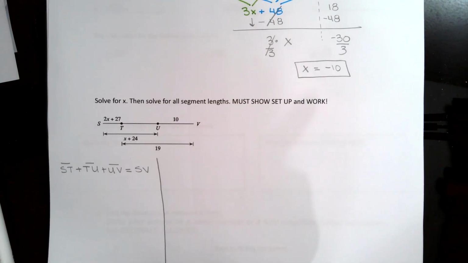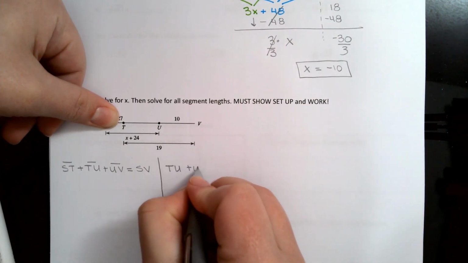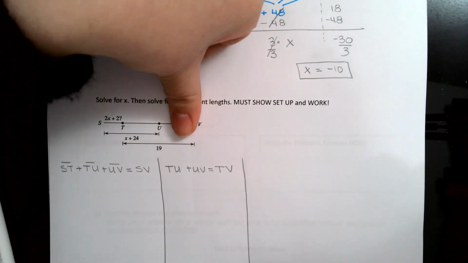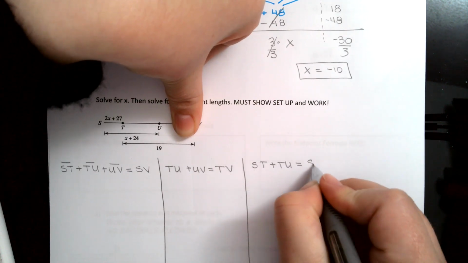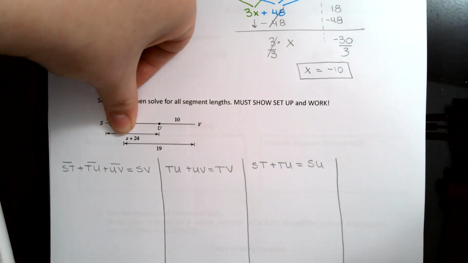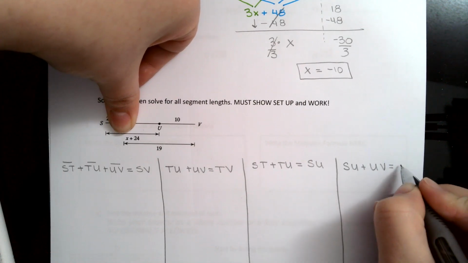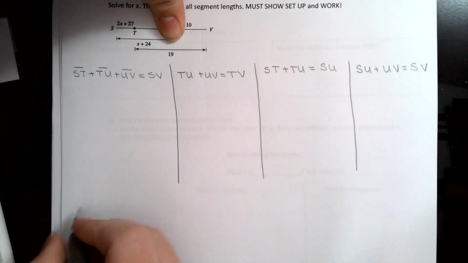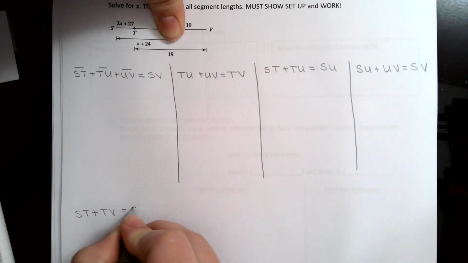That's our first setup. Then I'm going to take my finger and cover the first letter. TU plus UV is equal to TV. Take my finger, cover the last letter. ST plus TU is equal to SU. Take my finger, cover one of the letters in the middle, so I'm covering T. So we got SU plus UV is equal to SV. And then down towards the bottom, I'm going to take my finger, cover U, and that's going to be my final setup. ST plus TV is equal to SV.